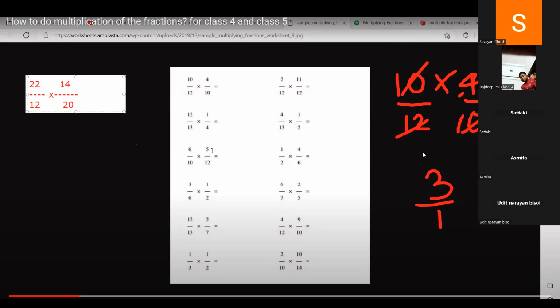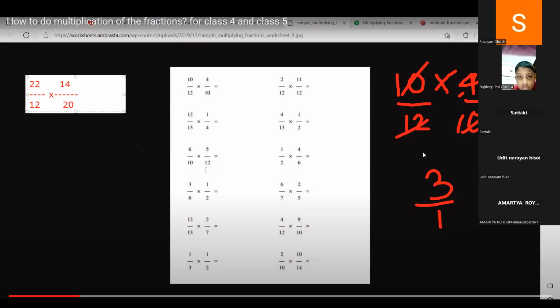Udit, what you said, number 1 is correct, beta. Check your inbox, Udit. I'm sending it in chat. Shatuki, number 2 is wrong, beta. Excuse me, ma'am. I can do number 2. You can do or you cannot do? I cannot do number 2. 2 by 12, 11 by 12. Yes, Ashmita, you are correct.